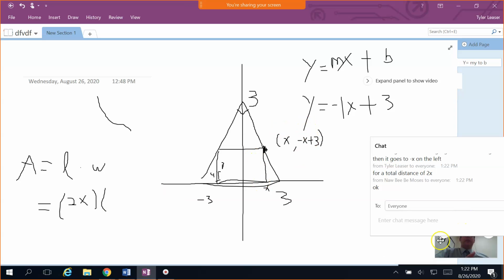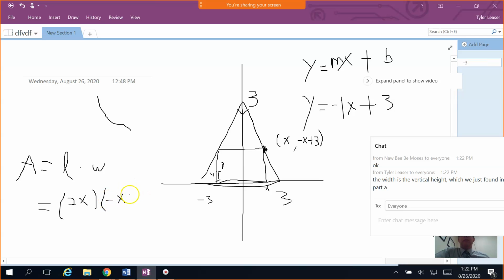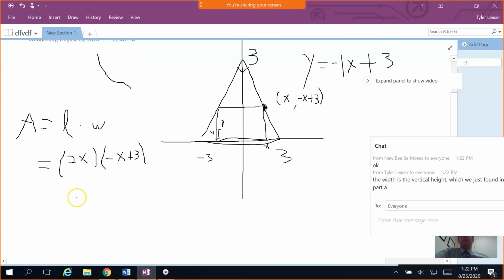The width of the rectangle is going to be that vertical height. That is what we just found in part A. So that's that negative x plus 3. And again, your equation might be a little bit different just depending if they gave you different numbers when you were working through the homework. So we end up with the length, 2x, the width, negative x plus 3, and we can just distribute the 2x into there to get our final answer.